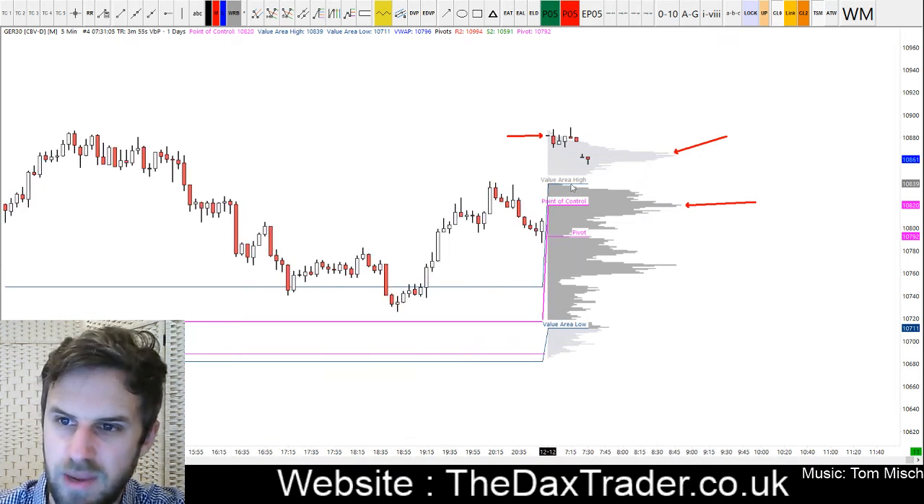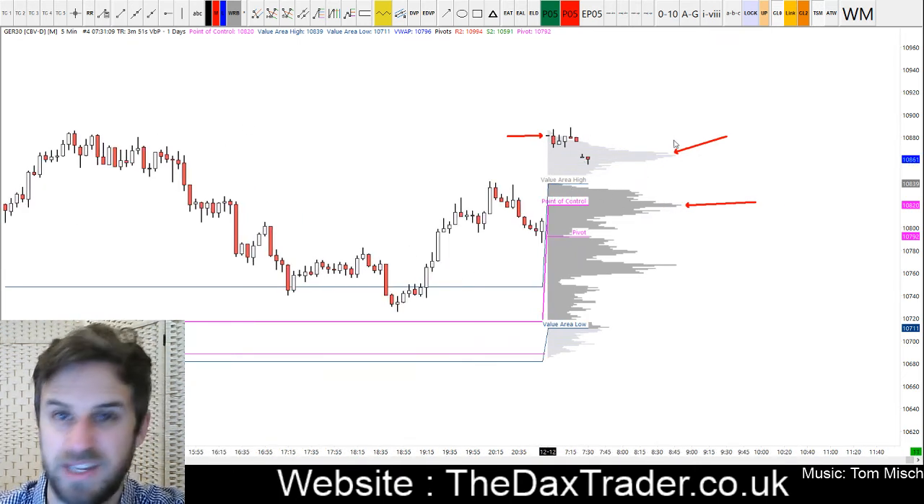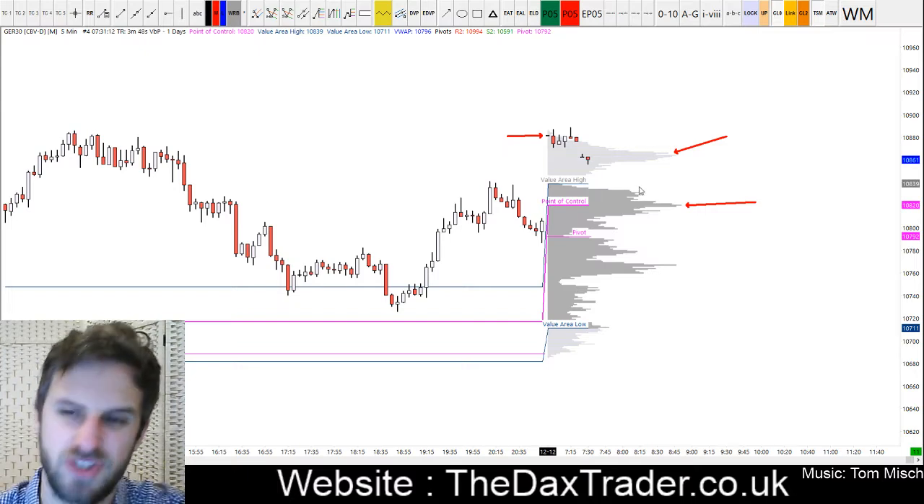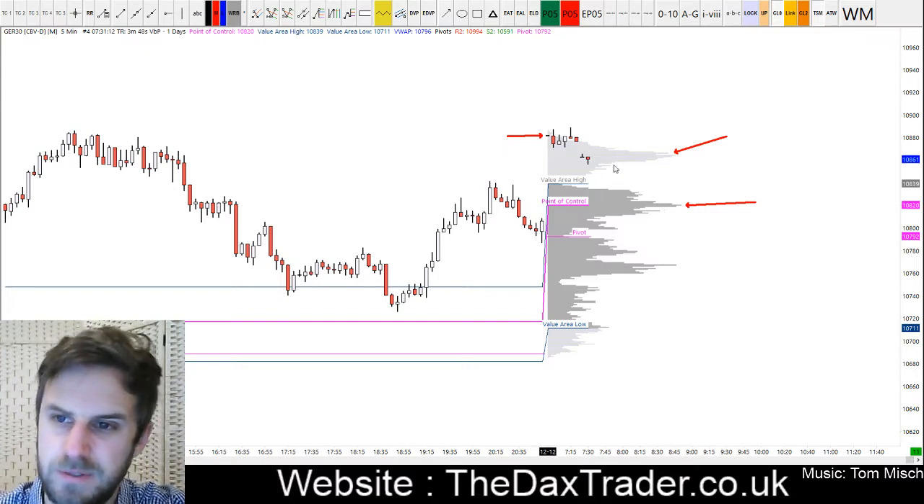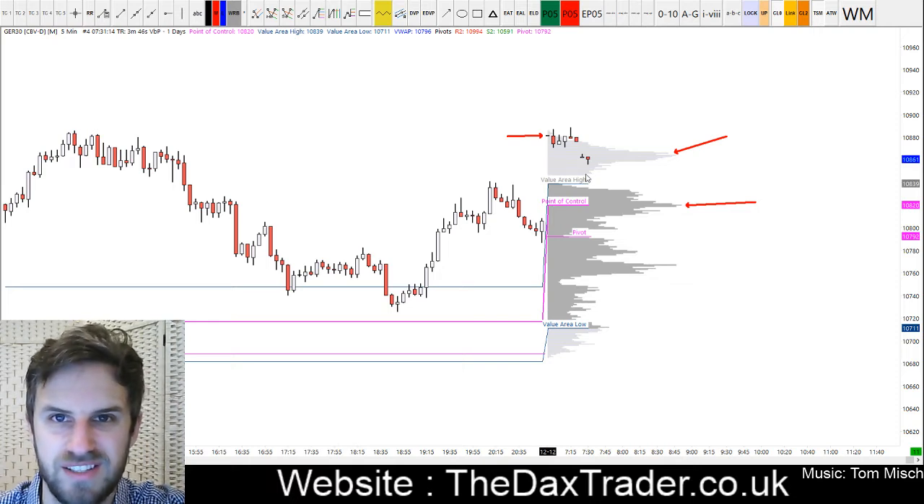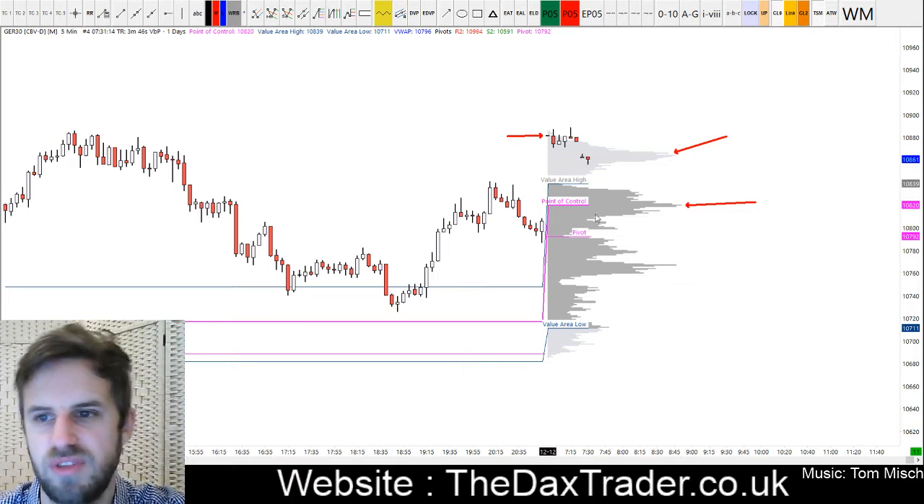And there's a low volume area in here. They tend to be vacuums. Price doesn't tend to want to trade inside a low volume area. So we'll see whether or not it is rejected or whether it manages to get straight through.